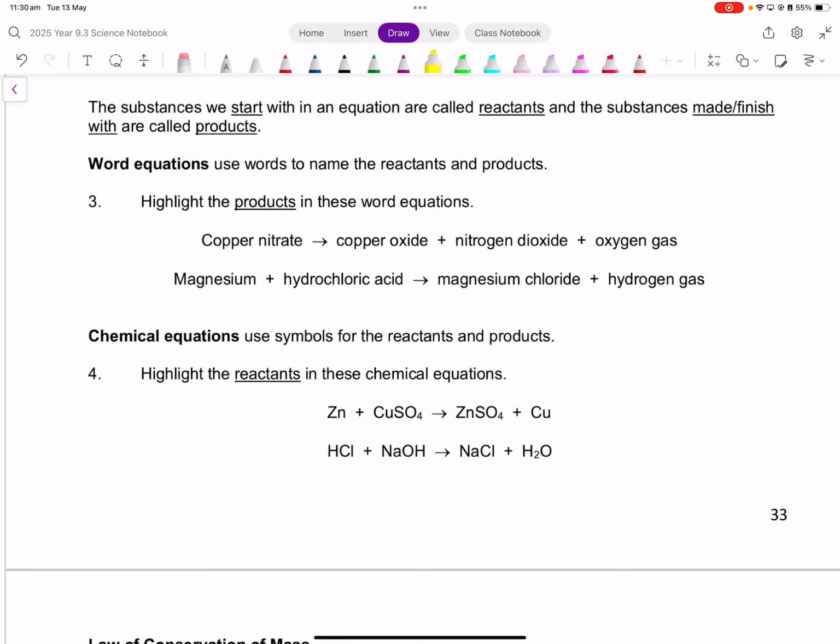What we're going to look at now is this idea of reactants and products. And I promise I'm almost done talking. This is going to take us 2 minutes, and we're going to need our whiteboards for this one.